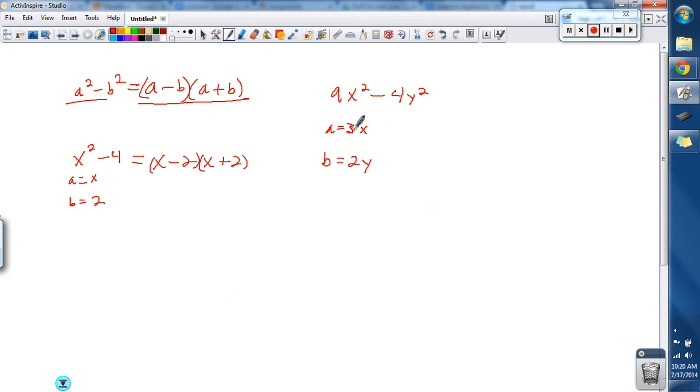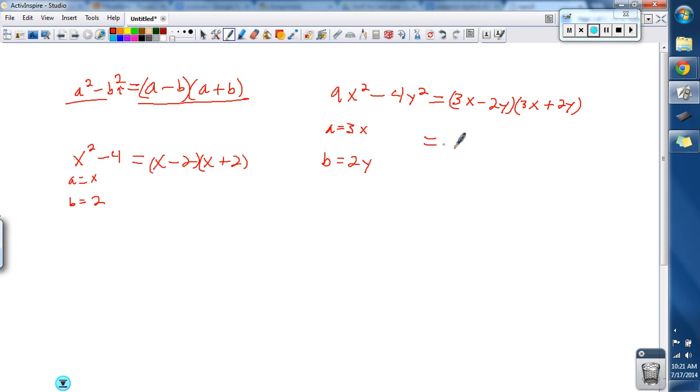And so you can check that out. 3x squared, or a squared, would get you to that 9x squared. And then 2y squared would get you back to that 4y squared. So writing out the factored form of this, that would look like 3x minus 2y and 3x plus 2y. And that's it.